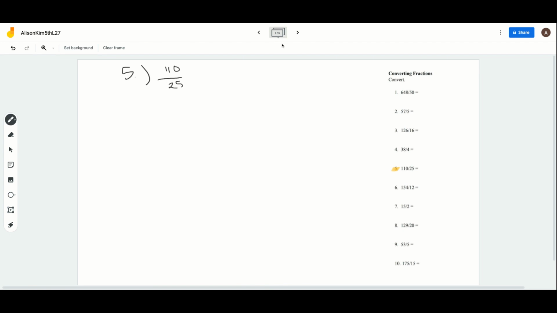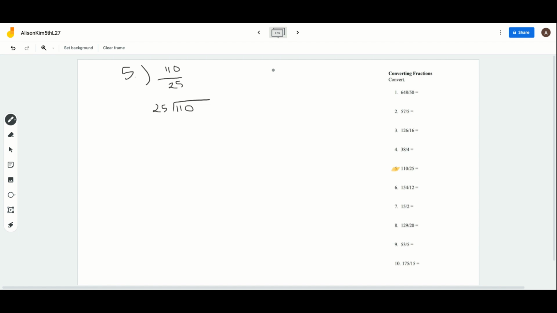Now let's move on to converting fractions. Number 5 gives us 110 over 25. To convert fractions, I'm pretty sure they want us to turn these improper fractions into a mixed number, so we're going to divide. We know that the denominator is always outside and the numerator is always inside. So 25 is going to be outside. Oops, that kind of looks like a square root. I don't want it to look like a square root. I'm going to put 110 inside.